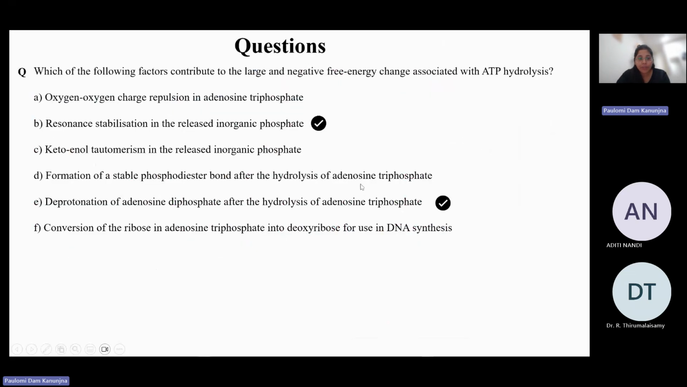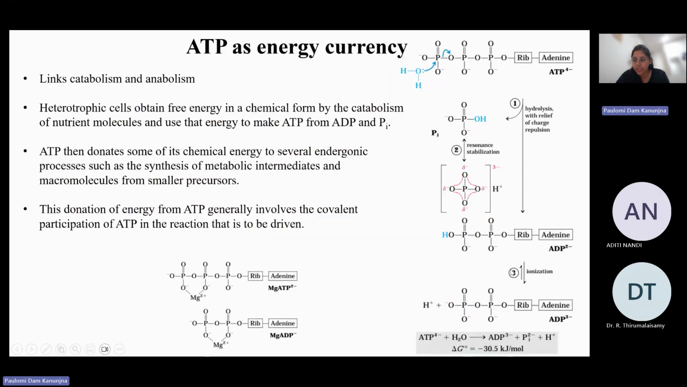And then E, deprotonation of adenosine diphosphate after the hydrolysis of adenosine triphosphate. That is correct, because here you have ionization and this becomes deprotonated. This H was here, and it gets deprotonated, making it an ADP 3 minus state. So this is correct. After formation of ADP from ATP, the diphosphate undergoes a deprotonation.